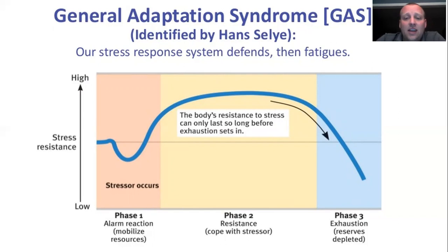All right, and again, the longer we try to push through that resistance phase, we open up the body to numerous health side effects that go along with it. All right, so those are the 3 stages of our general adaptation syndrome.